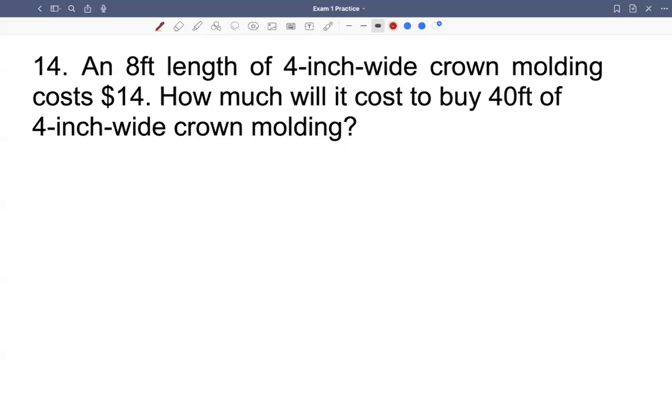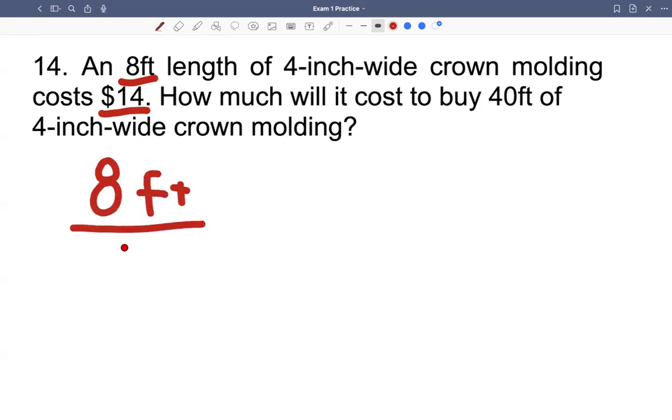Question 14. So now 8 feet length of a 4-inch wide chrome molding costs $14. So 8 feet costs $14. So that tells us a ratio, right? So 8 feet, we can write it down, costs $14. That gives us a rate.